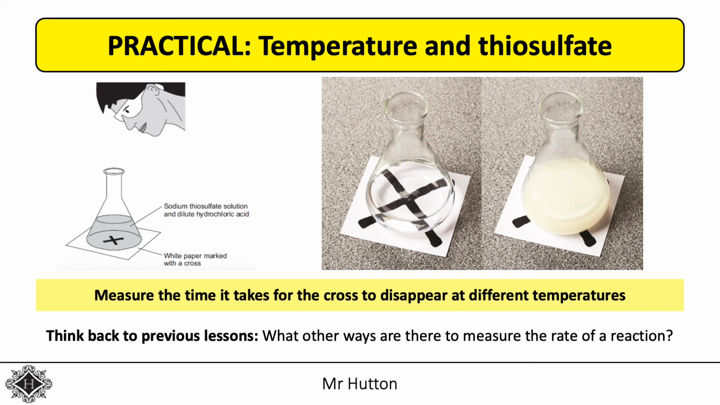So what you would do is you would change the temperature of your reactants. So you could have some that had been in the fridge, you could have some at room temperature, and then you could have some that had been in a water bath. So your reactants are at different temperatures. And then as you pour them in together, you start your stopwatch, and you'd probably swirl it round a little bit, and then as soon as you couldn't see the cross anymore, you're going to stop that stopwatch and measure the time.